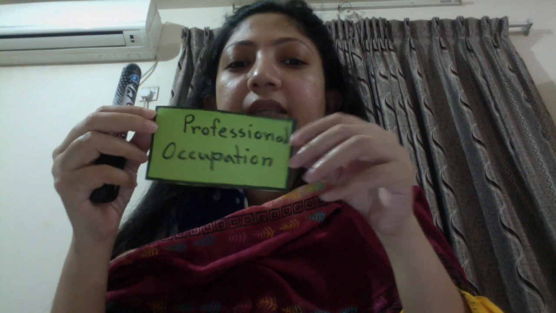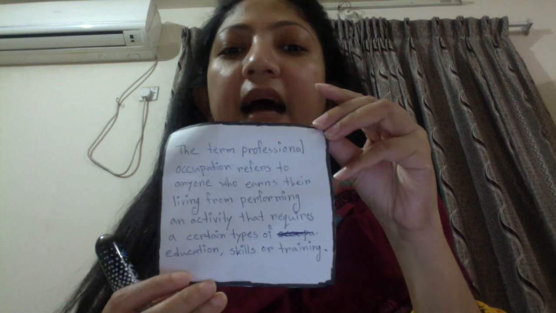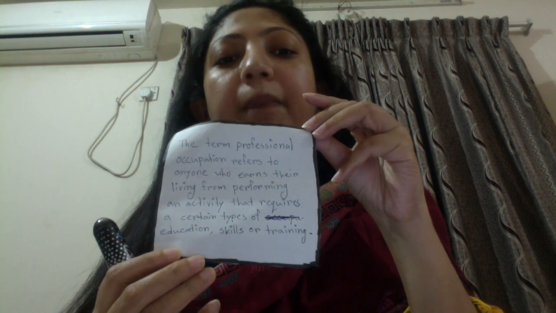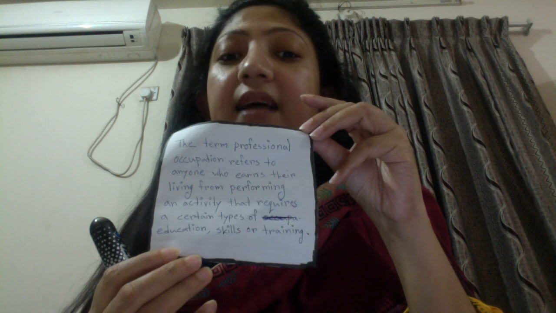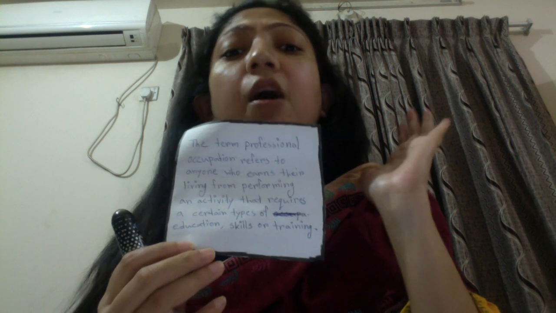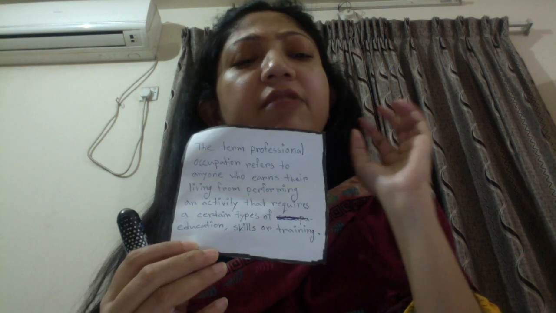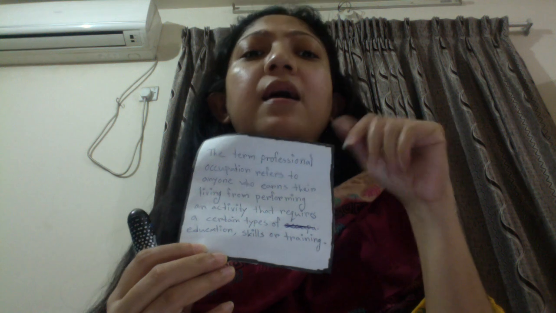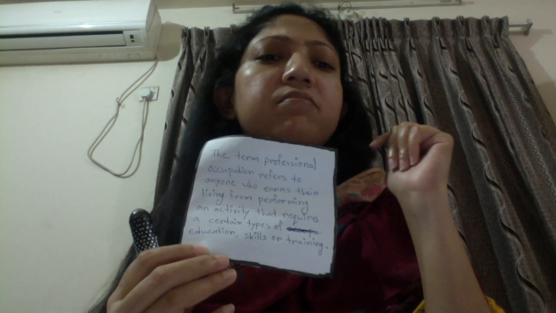At first, the flashcard, what is this? The professional occupations. What is called professional occupations? The term professional occupation refers to anyone who earns their living from performing an activity that requires a certain type of education, skills or training. This is called the professional occupations. There are lots of different types of professional occupations like teacher, doctor, police, army, engineer, pilot, etc.